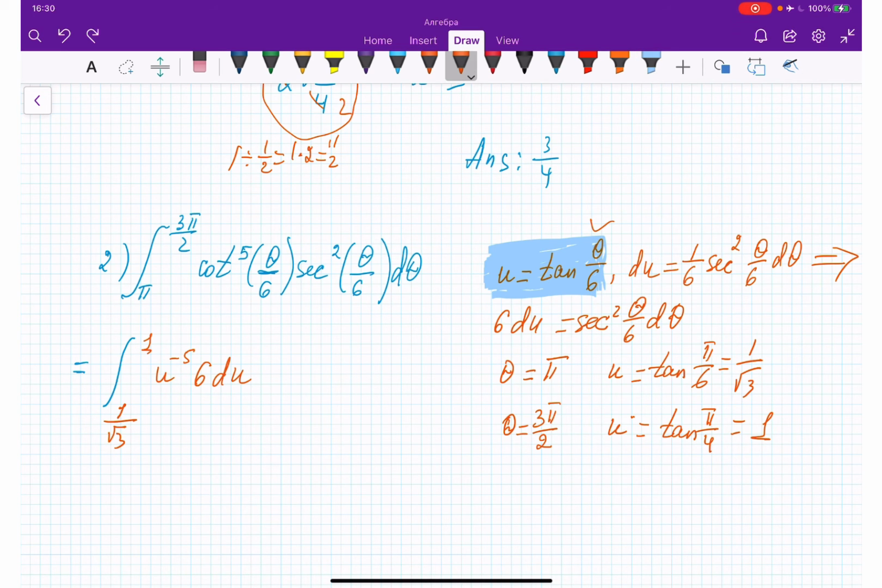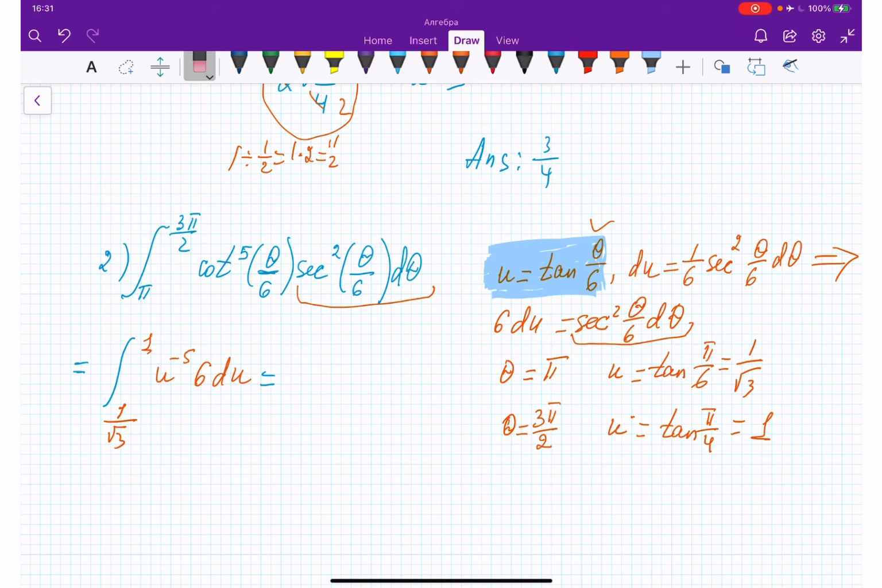Why did we get this 6 du? Because what do we have here? Look, secant squared theta over 6 d theta. Here secant squared theta over 6 d theta. Yes? And from here, this is what we have.